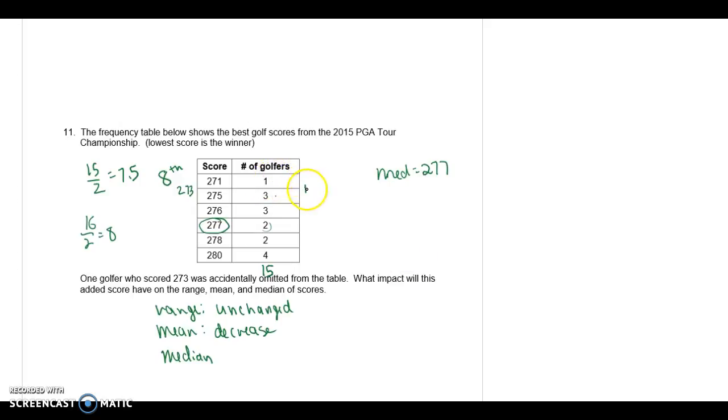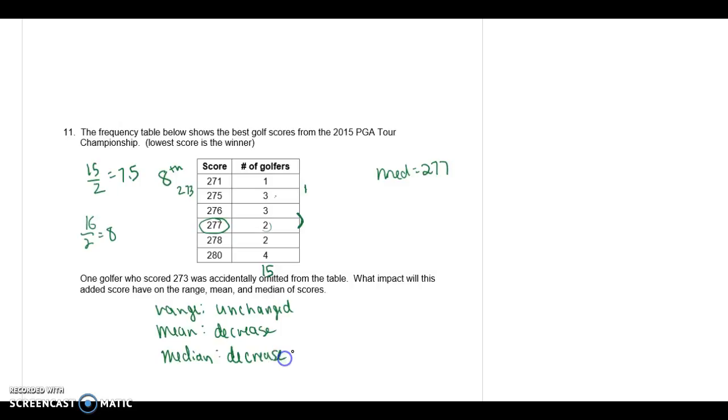So let's see, 1, 2, 5. Here's my 8th person fitting in, 276, and the ninth person is here. So my median is going to be between those two values, so like 276.5. Ever so slightly, our median will decrease.